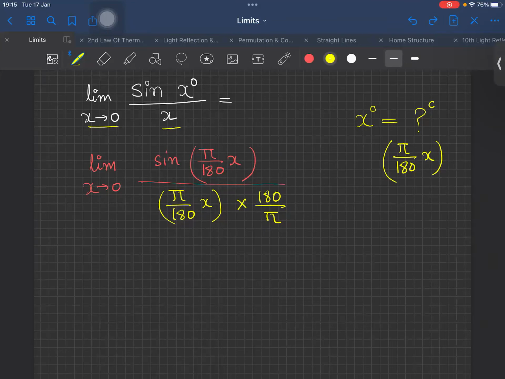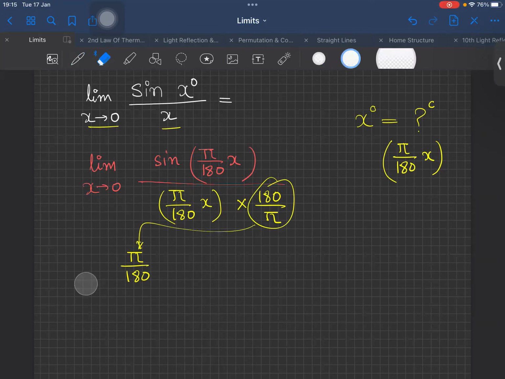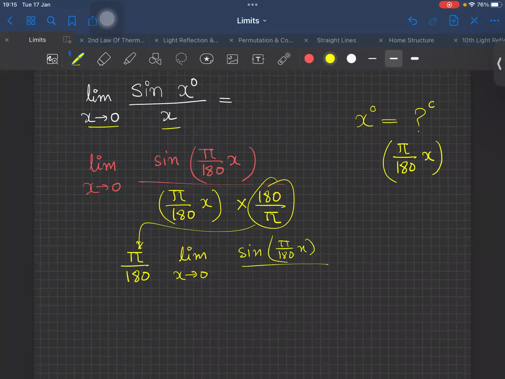Okay, so again you can write limit x tends to 0. This value you can write as pi by 180. Because this is a constant value, we can take it outside the limit. So limit x tends to 0 of sine of pi by 180 x upon pi by 180 x.